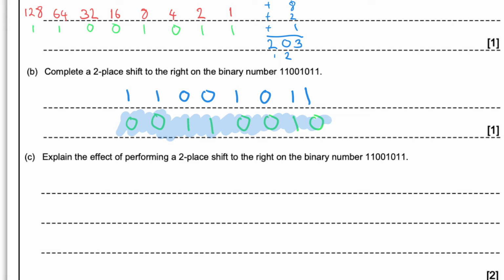Explain the effect of performing a 2-place shift to the right on the binary number here. So we have to explain what's going to happen if we move 2 to the right. Now, if you remember, going 1 to the right is dividing it by 2. So 2 to the right, dividing it by 4. 3 to the right, dividing it by 8. So in this case, it divides the value by 4. But if you remember, these things fell off the side, so it's not actually going to give the right answer. Because it underflows, we've lost precision.